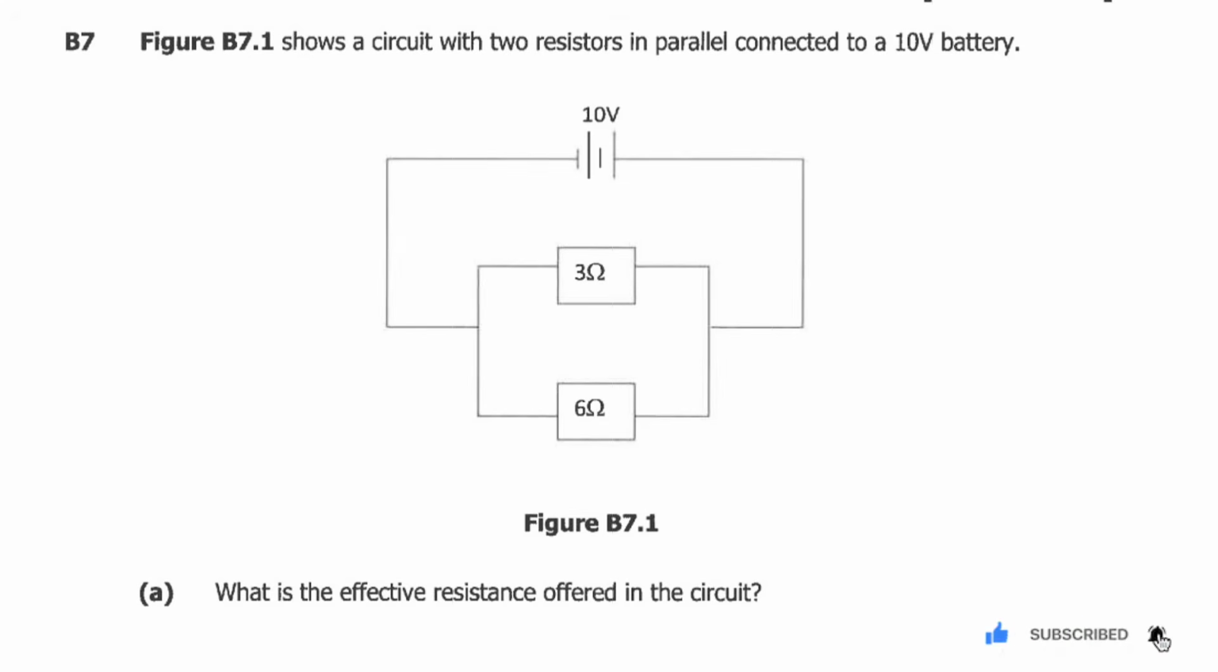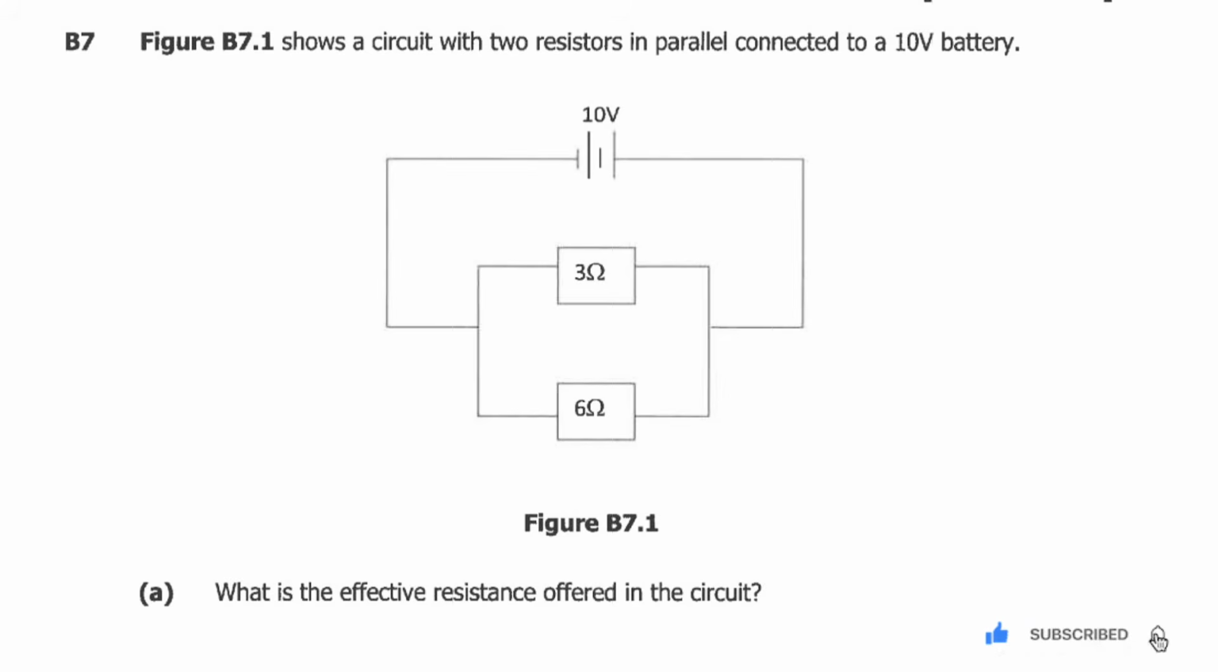So we're going to answer question B7 of 2024, and this is just a circuit diagram showing resistors in parallel. You have a 10 volts battery, resistor 1 and resistor 2. Simple. Now the question is asking, what is the effective resistance offered in the circuit?